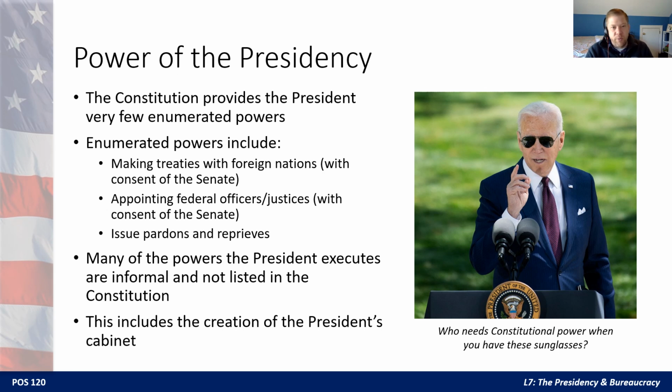Let's talk about the power of the presidency here. So here's the interesting thing about the Constitution. It doesn't say a whole lot about what the president can do. There's a few enumerated powers here. So the president can make treaties with foreign nations. It has to do that with the consent of the Senate. So basically it has to advise the Senate of what he or she is doing. Appointing federal officers that we've talked about, including federal judges, again, with the consent of the Senate. And then issue pardons and reprieves.